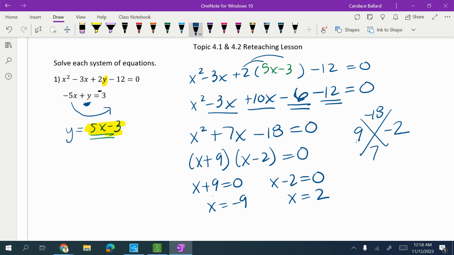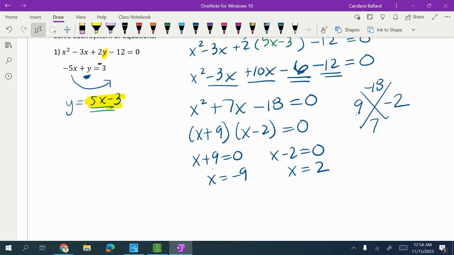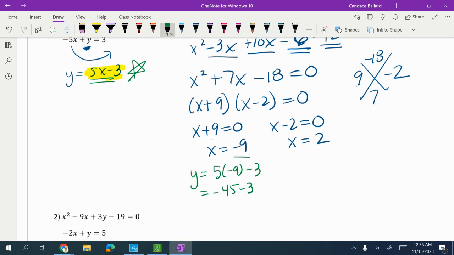Now I've got my x's, but I had to solve a system, which means I also need to get my y's. So I'm going to use this equation right here to solve for my y. So I'm going to start by plugging in a negative 9. So y equals 5 times negative 9 minus 3. 5 times negative 9 is negative 45. Minus 3 is going to be negative 48. So I know one of my coordinates for my solution is negative 9, negative 48.